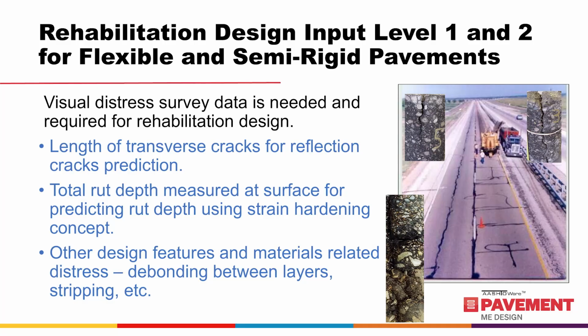Total rut depth is measured at the surface for predicting rut depth using the strain hardening concept. The total rut depth in the PMED software is assigned a certain percentage to the pavement layers, and the PMED software will continue to predict the amount of rutting in all layers throughout the rehabilitation design period. Other design features and material-related distresses include debonding between layers, stripping, raveling, potholes, etc. These distresses are used indirectly in the PMED software.